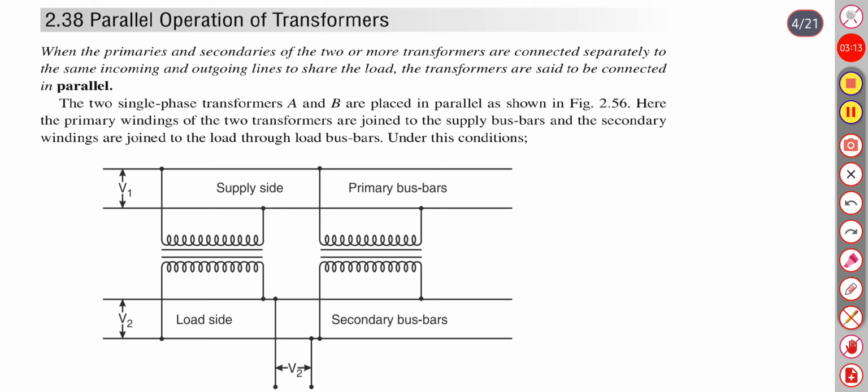Parallel operation of transformers. When the primaries and secondaries of two or more transformers are connected separately to the same incoming and outgoing line to share the load, the transformers are said to be connected in parallel. Two single phase transformers A and B are placed in parallel as shown in this figure. This is A and this is B. Here the primary windings of the two transformers are joined to the supply bus bar and secondary windings are joined to the load through the load bus bar.